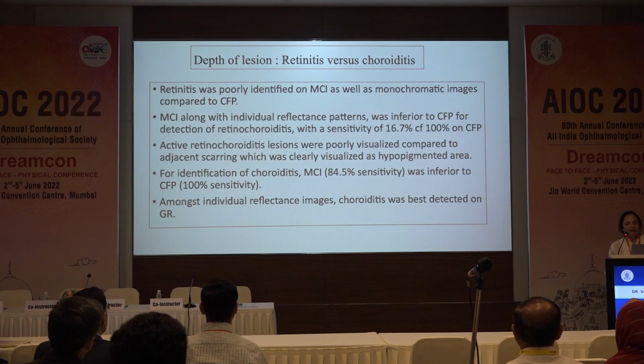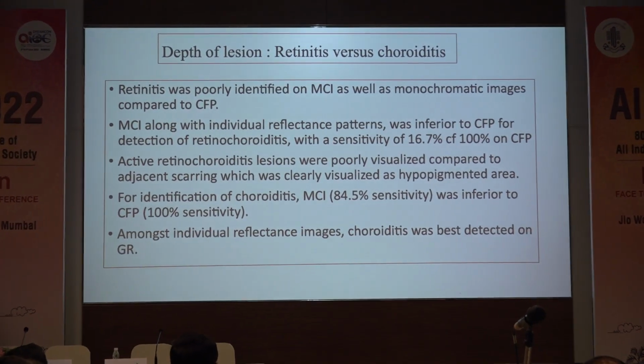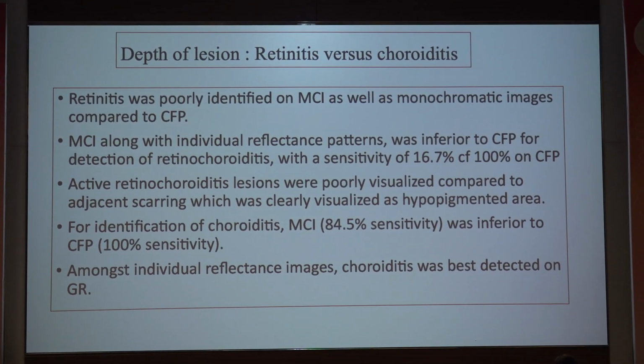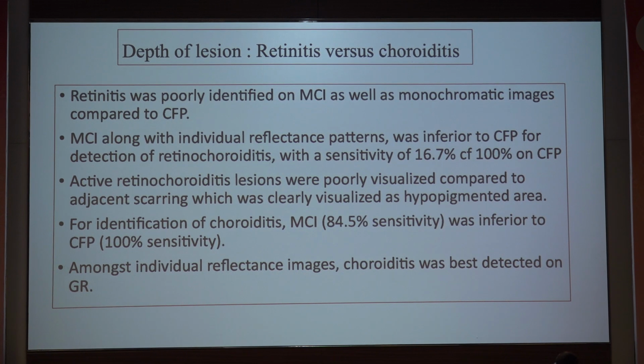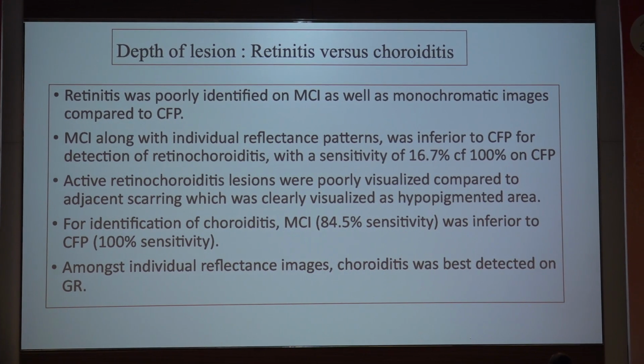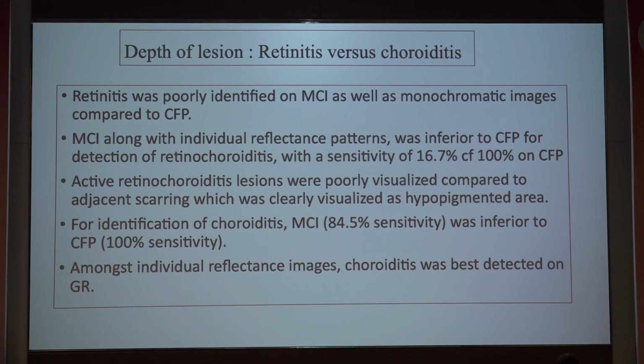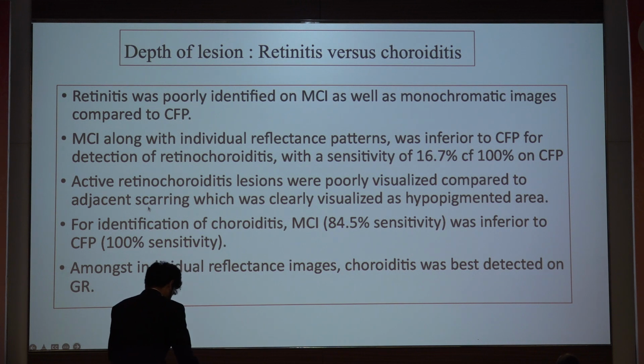And then we come to the depth of the lesion. As you understand, in uveitis, it is very important to know whether it is retinitis or choroiditis and what is the depth of the lesion. Now here is where we all got caught. The results were very poorly defined on MCI, and we found that if you are looking for disease activity, active choroiditis was very difficult to diagnose on MCI compared to the color fundus imaging.